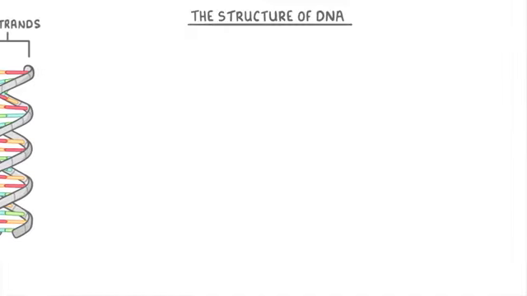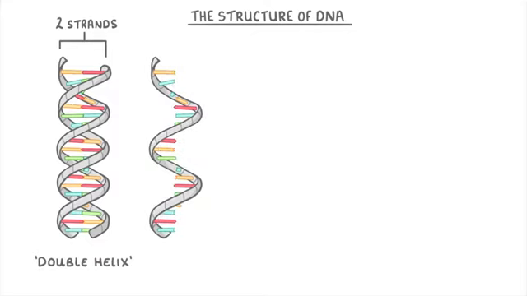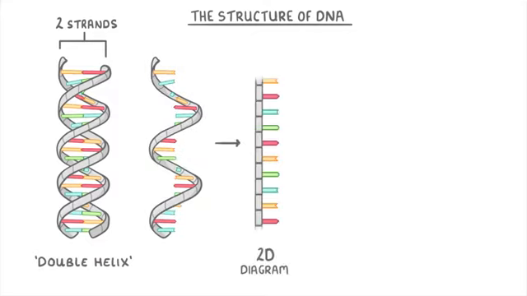The first thing to understand about DNA is that it's made from two strands that are wrapped around each other in this twisting shape that we call a double helix. To understand the rest of the structure though, let's take just one of these strands, and then show it as a 2D diagram, as though it's been untwisted and laid out flat. So we're now looking at this section here of the original strand.